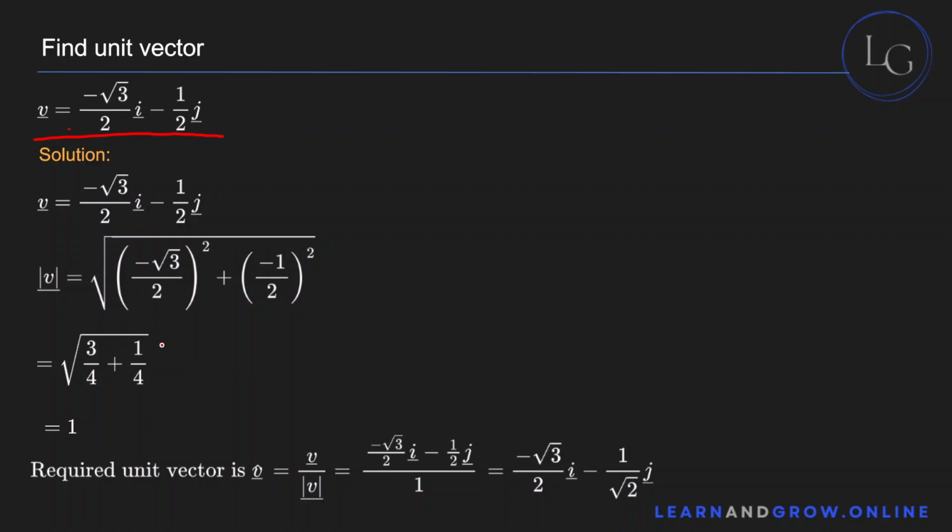And you do not need to go through all of this, whatever we've done over here. Because once you find out that the magnitude of this vector is 1, that automatically means that it is a unit vector, because a unit vector is a vector with a magnitude of 1, right?